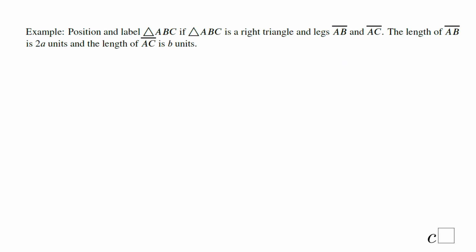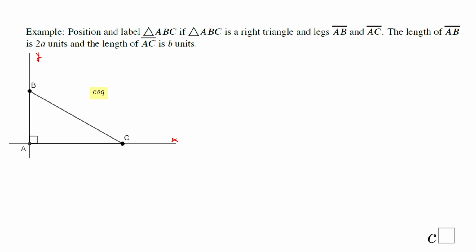In this case, we have this triangle ABC. This is a right triangle, and one of the legs is 2A units and the other leg is B units. So how do I position this in a rectangular grid? One way is right here. Like I said, one of the vertices, A, is right here at the origin. AC is on the x-axis and AB is on the y-axis. Obviously it can be the other way without any problem.